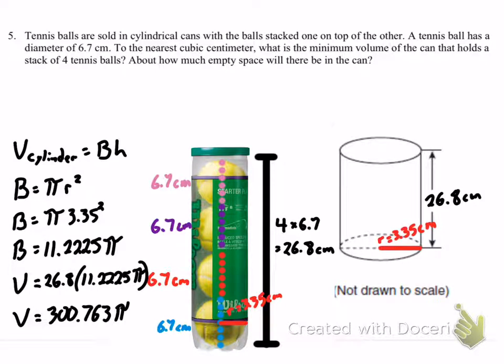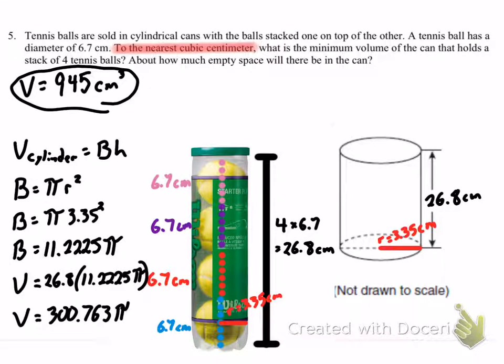But wait, this problem's asking us for the volume to the nearest cubic centimeter, so I can't leave it in terms of pi. I need to actually multiply it by pi. So that gives me a volume of 945 centimeters cubed. I think it was like 944.8 or something like that. So I'm going to round that to the nearest cubic centimeter. So that's the nearest integer.